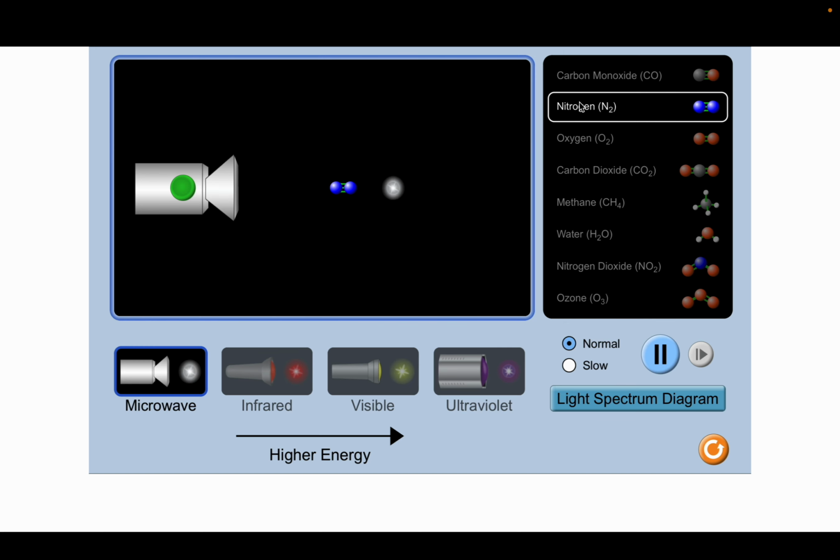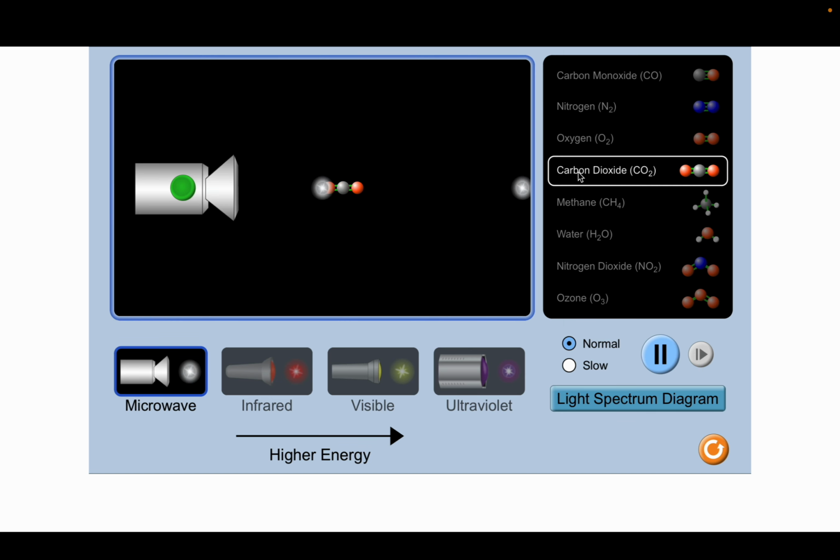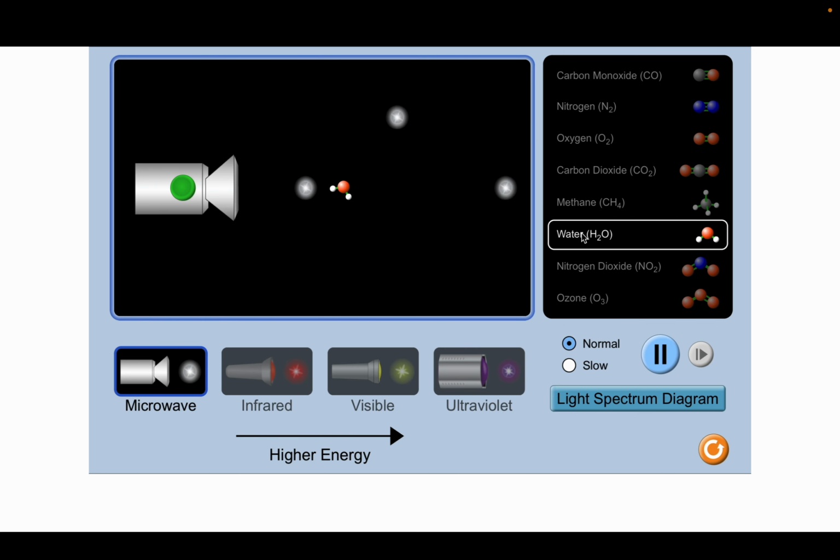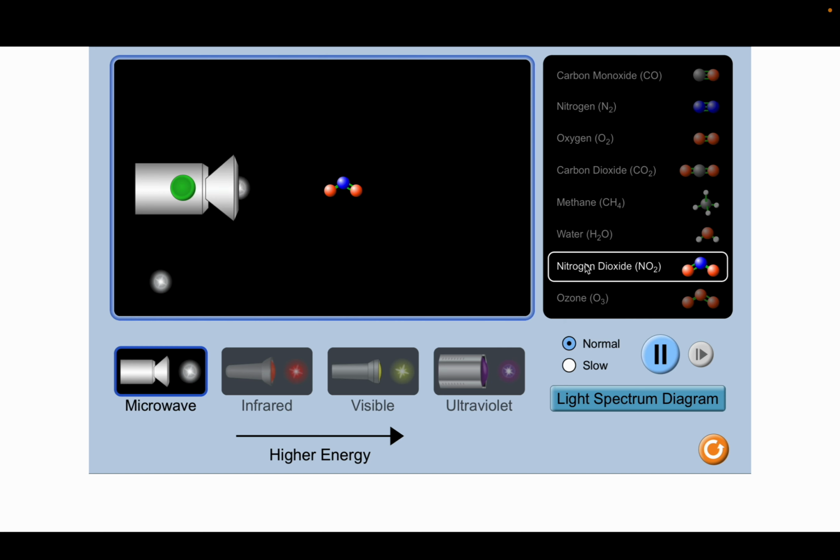Nitrogen? Nope. Oxygen gas? Nope. Carbon dioxide? Methane? Water? Nitrogen dioxide. We can test ozone, but let's save that one.